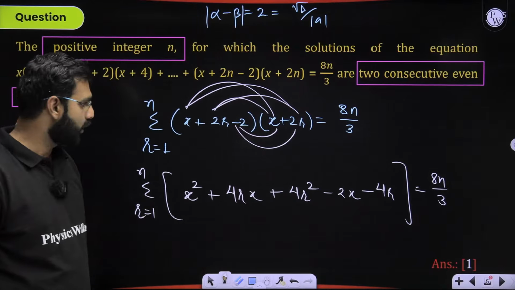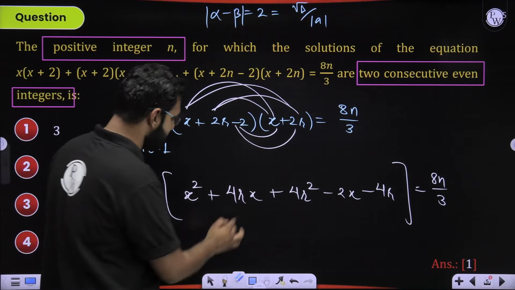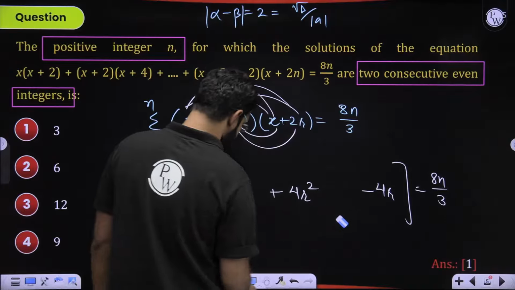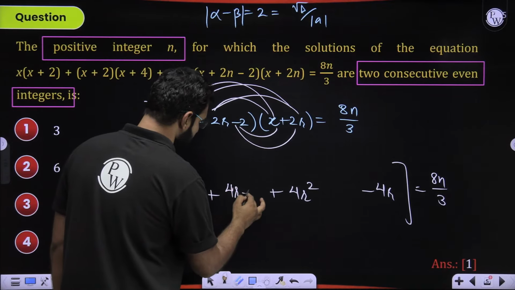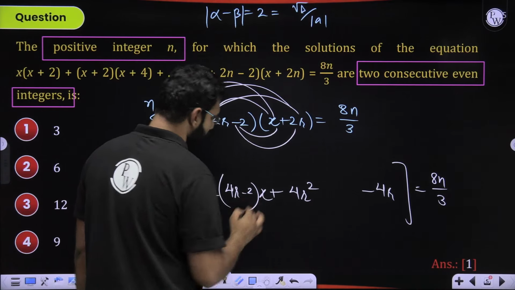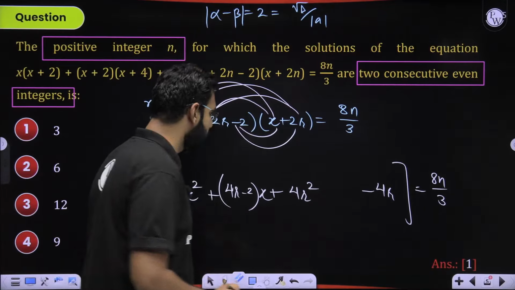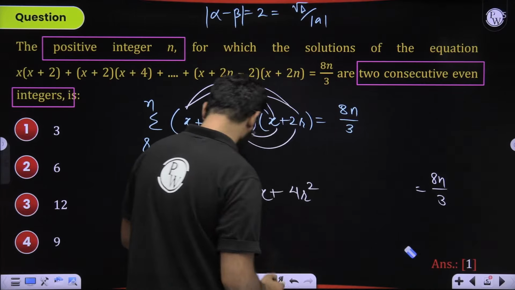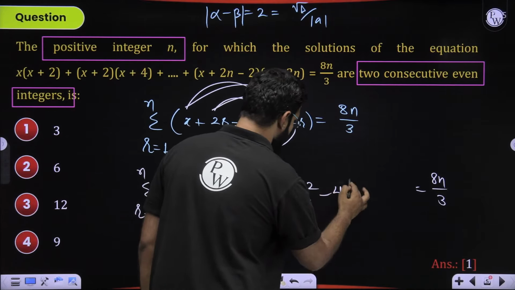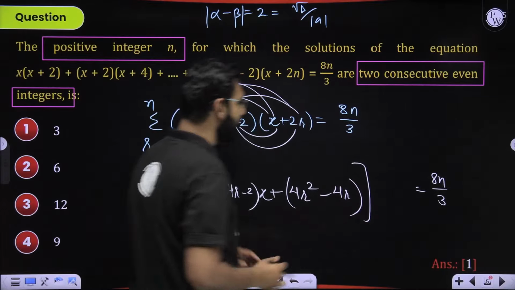So if I write it or club it, so 4r minus 2 times x. So this will be 4r minus 2. So can I write it as 4r minus 2 times x? I hope you are comfortably understanding that. Nothing wrong with that. And here it is 4r square minus 4r. So can I write it like this? 4r square minus 4r, right? So this is going to be given like this.